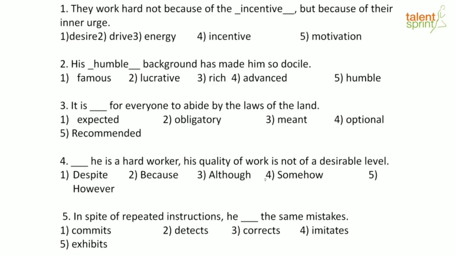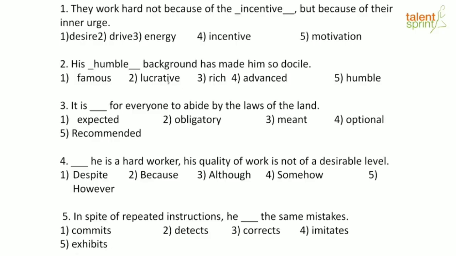Third sentence: it is dash for everyone to abide by the laws of the land. Alright, so again, are you able to identify the clue word from the context? Yes, abide, right? Something that has to be followed, strictly followed, adhered to. So let's look at our options. Option 1 expected, option 2 obligatory, option 3 meant, option 4 optional, option 5 recommended.